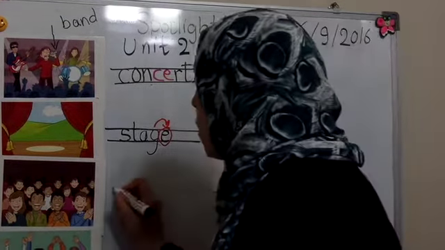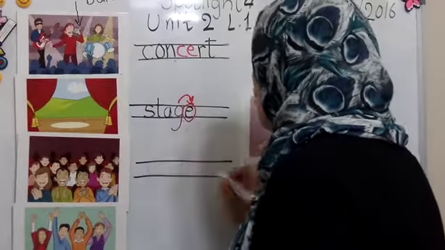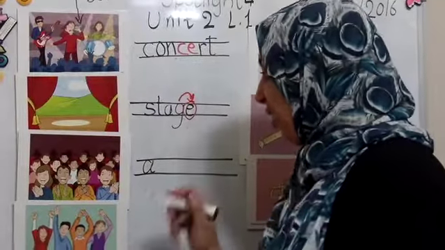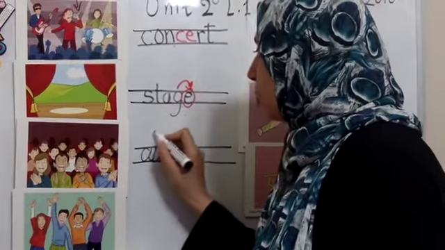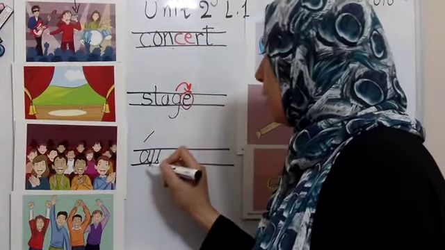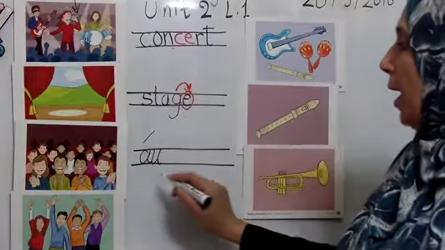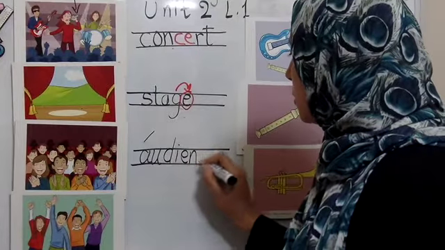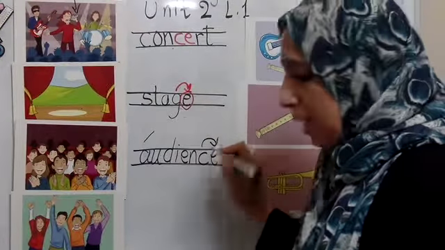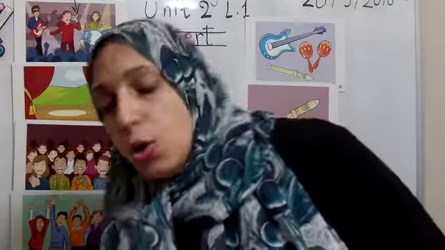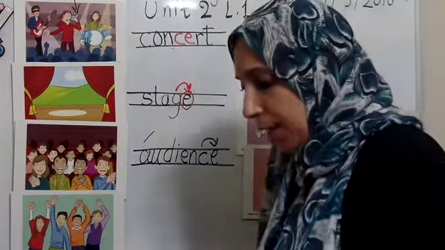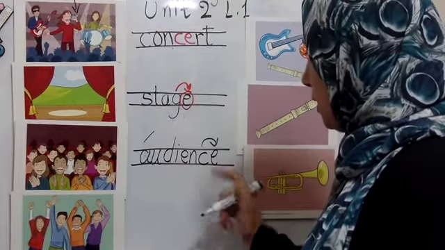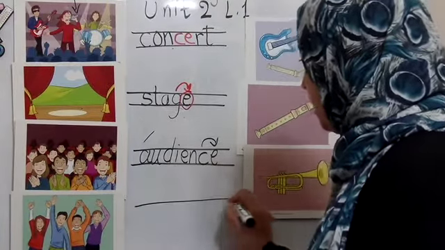These are called audience. Audience, what is this O? It's a difficult one. I say A, you say O here. A, U, D, I, E, N, C, E. Again, C plus E equals sa in audience. Audience.